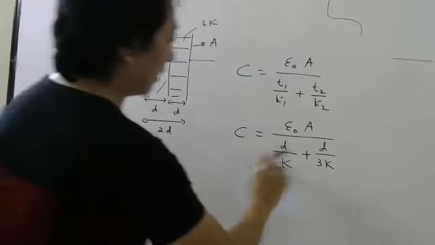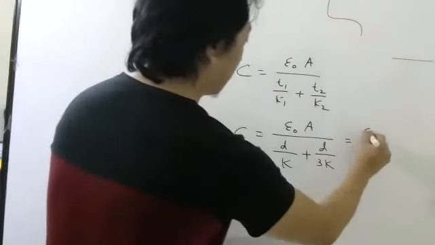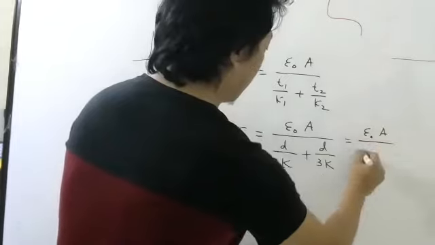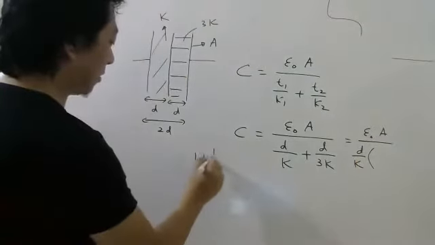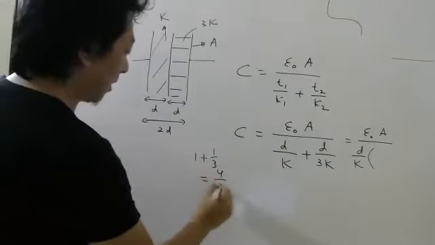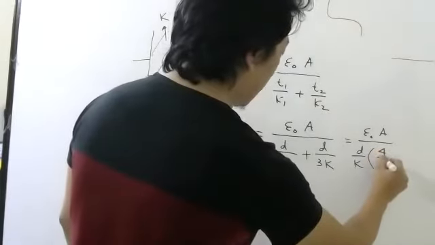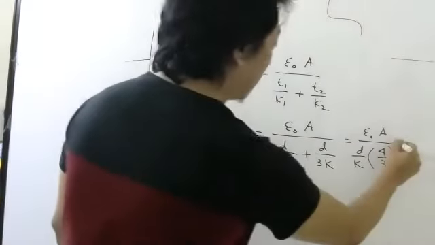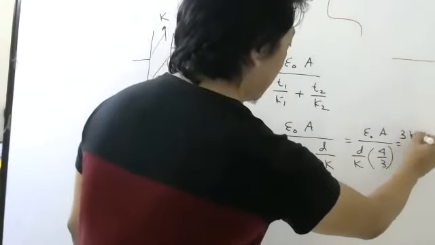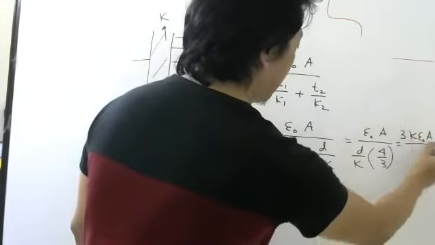Then you can take D by K common. So if you take D by K common, what will you get? 1 plus 1 by 3. 1 plus 1 by 3 is how much? 4 by 3. So 4 by 3. Right, students? Then this 3 will go up. So 3K epsilon naught A by D.